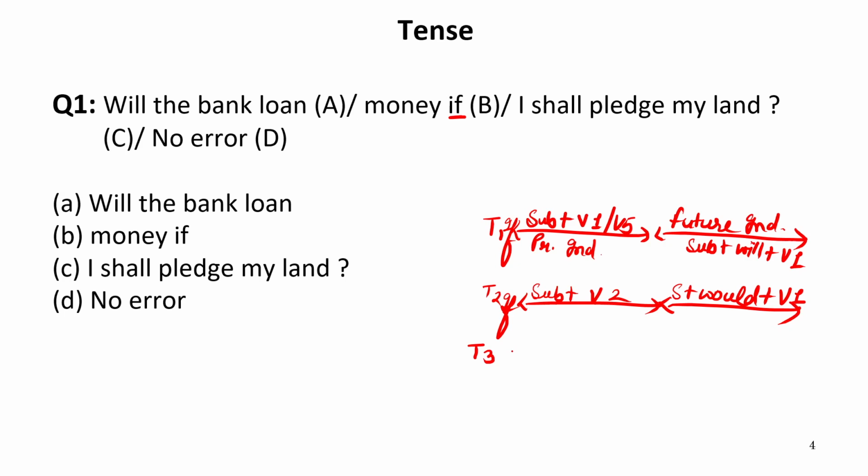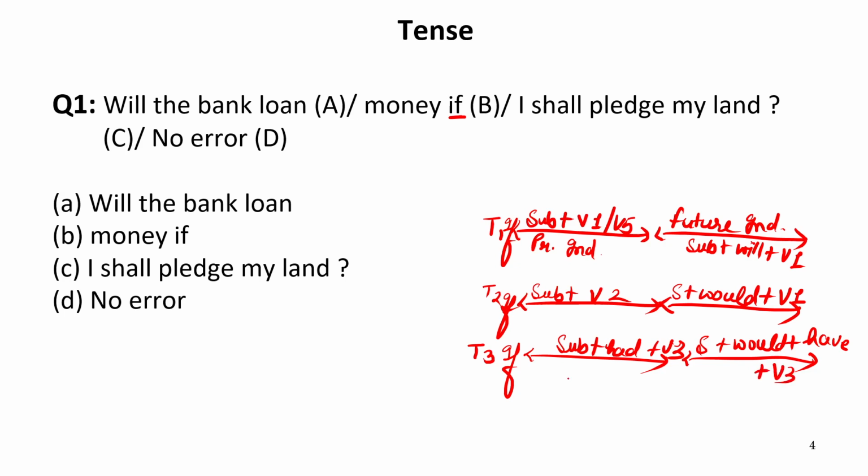Now in type 3 condition, again this is very important. We have subject plus had plus verb third form in the first clause, and in the remaining clause we'll have subject plus would plus have plus third form of the main verb. So the first clause of type 3 condition is in past perfect tense, whereas the remaining clause, because it is purely an imagination, that is why here we have used modal plus have plus verb third form.